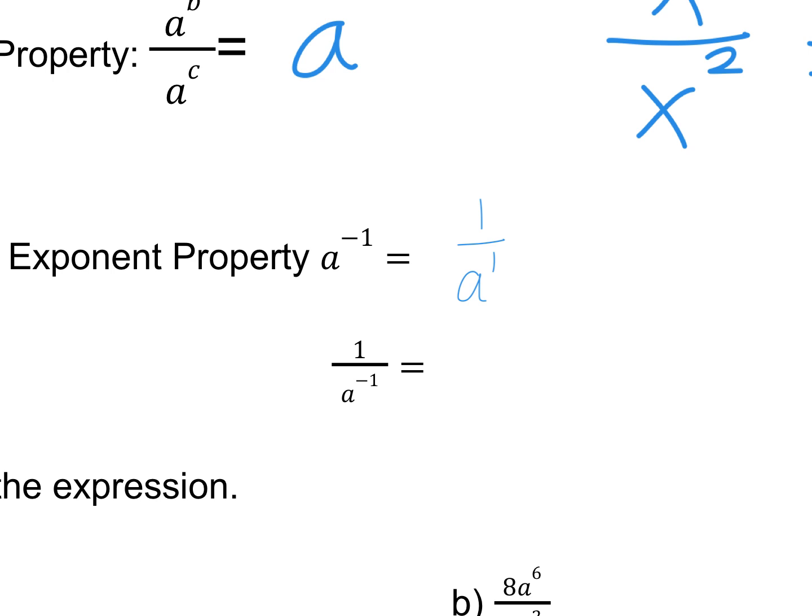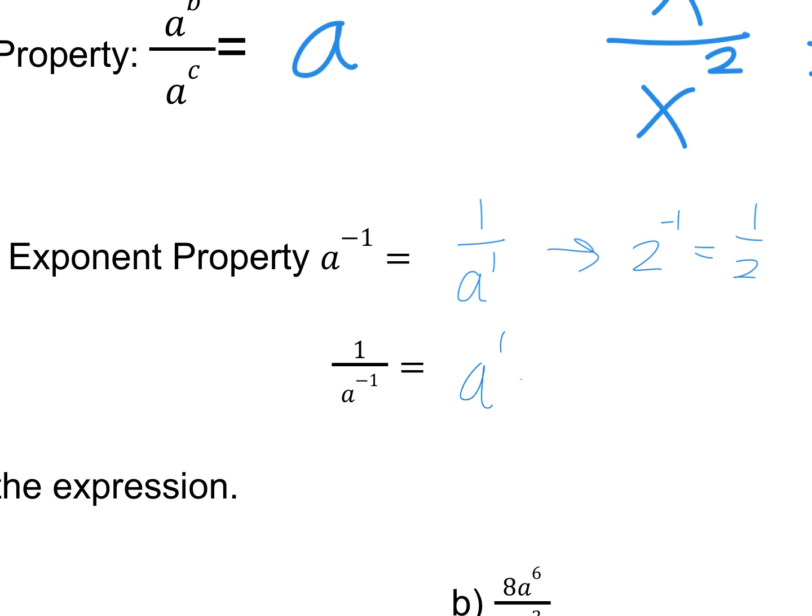The flip side of that, literally the flip side, if I have 1 divided by a variable with a negative exponent, I will then flip it to the numerator, a to the power of 1, and I'll change that exponent to be positive. So an example of the top rule would be if I had, let's say, 2 to the negative 1 exponent. This would be the same thing as writing 1 divided by 2 with the 1 exponent. Or, since it's just an exponent of 1, I could just write 1 over 2.